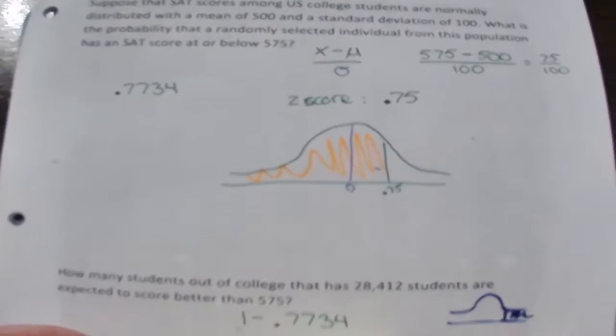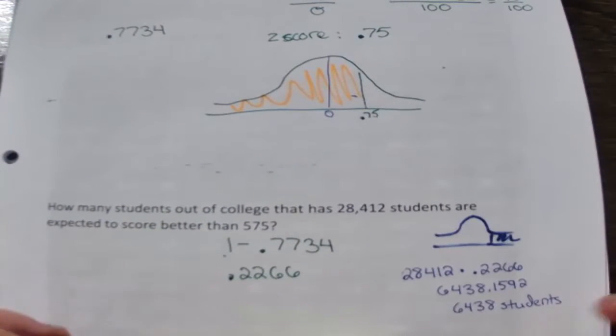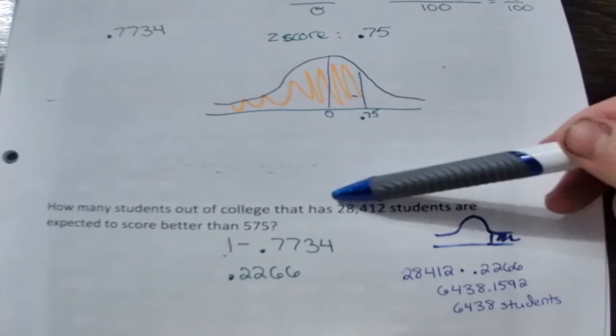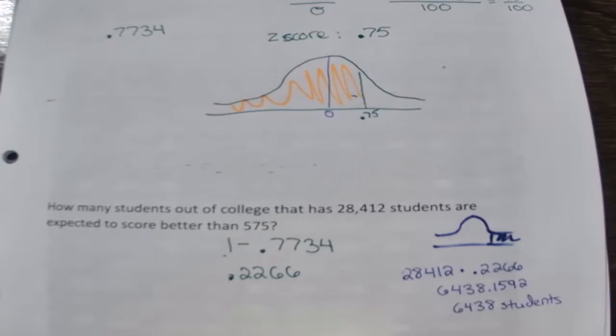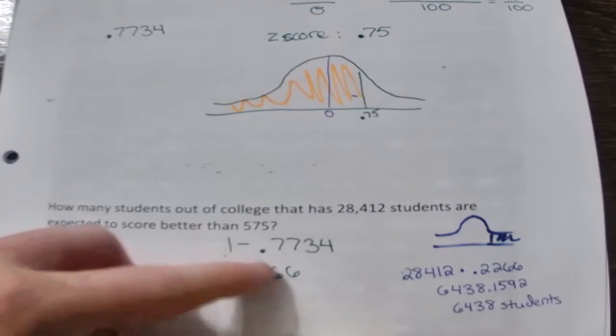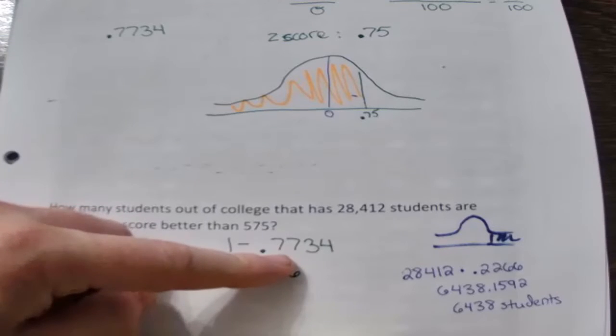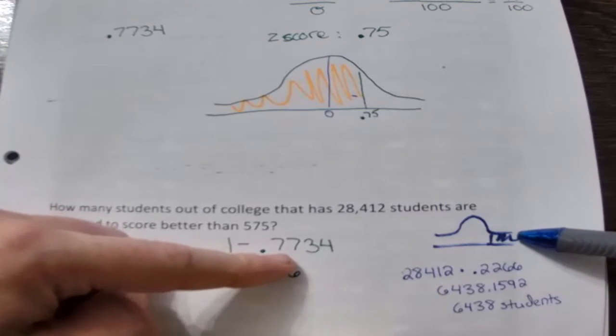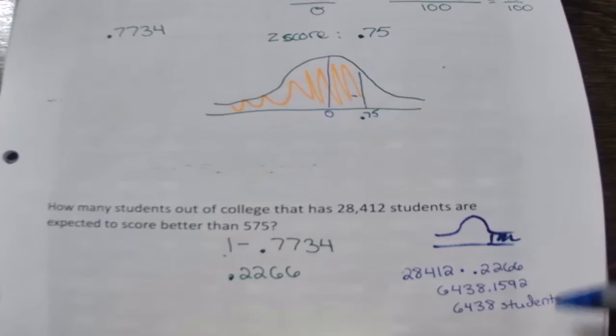Now, underneath it, where you're dealing with how many of the 28,412 college students are expected to score better than 575, we do the exact same thing. So we would do 1 minus the percentage we just found, because we want everything on the right side now instead of everything on the left side. And when you find the actual amount of students, you just take the total amount of students times the new percentage that you just found by doing 1 minus the one you had before, and we get 6,438 students.